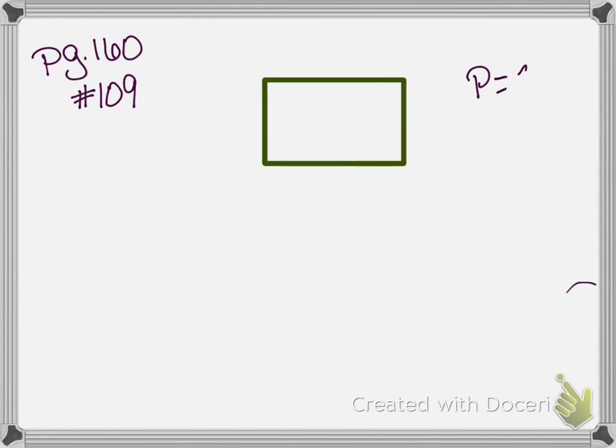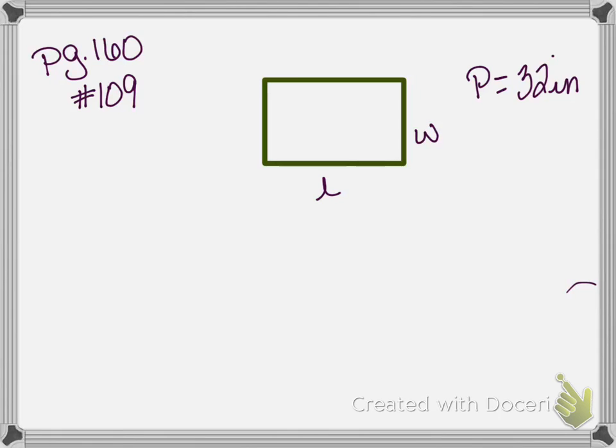Number 109. The perimeter of a rectangle is 32 meters, and its area is 48 square meters. Find the length and width of the rectangle. So as always, I want to encourage you to draw a picture. So here is my rectangle. And it says the perimeter of the rectangle is 32 inches. And the perimeter is the distance around the rectangle. So this is our length, this is our width.